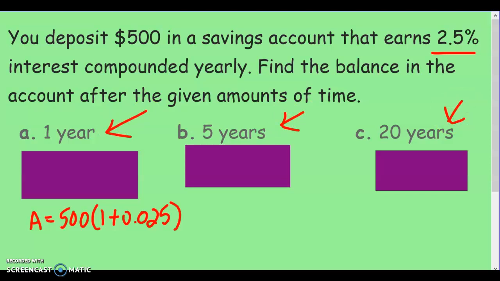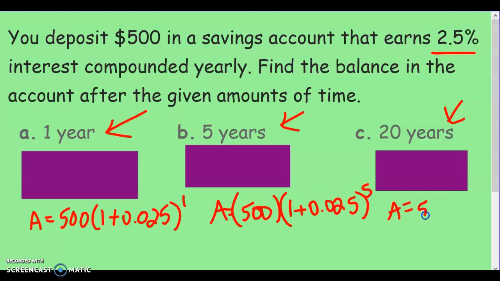So what's going to change each time is my exponent. So that would be 500 times 1 plus 0.025 to the 5th. And I'm going to make this one a little smaller, so 500 times 1.025. This would be to the 20th.